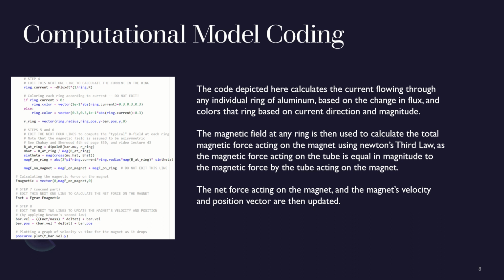The magnetic field at any ring is then used to calculate the total magnetic force acting on the magnet using Newton's third law, as the magnetic force acting on the tube is equal in magnitude to the magnetic force by the tube acting on the magnet. The net force acting on the magnet and the magnet's velocity and position vector are then updated.